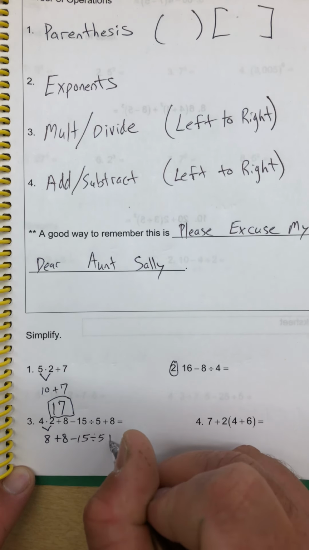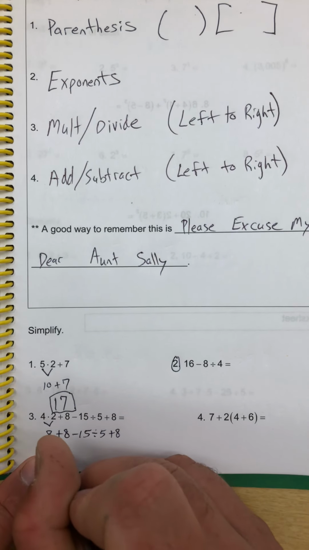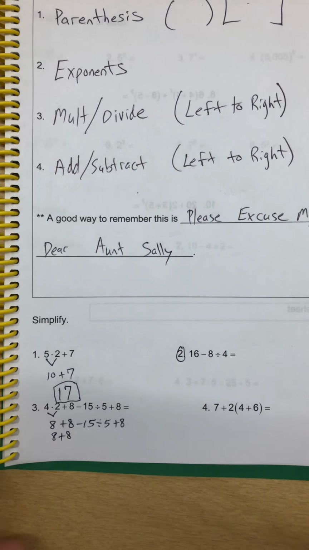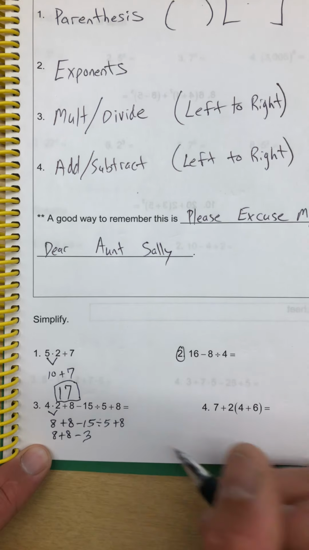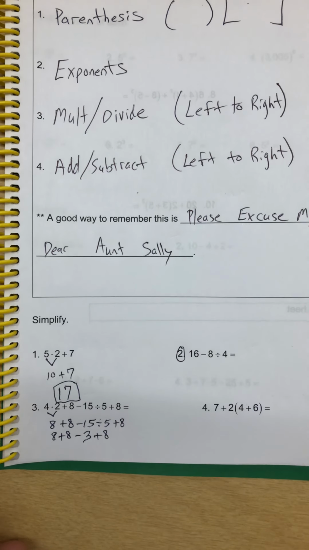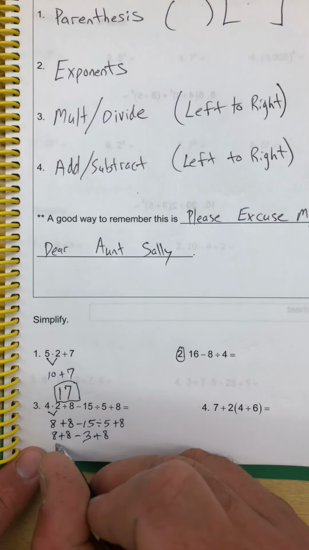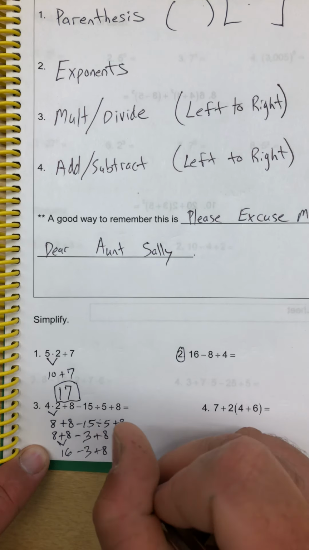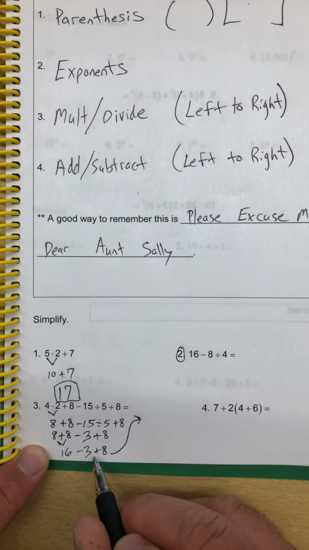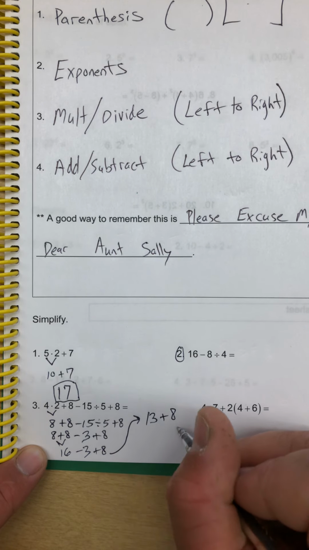All right, some of you want to do 2 things in one step. Be careful. So now I have division. So this is 8 plus 8 minus 15 divided by 5. That's minus 3 plus 8. All right. Now all I have is addition, subtraction, and addition. Work left to right. So this is 16 minus 3 plus 8. 16 minus 3 is 13, plus 8. What is that, 21?